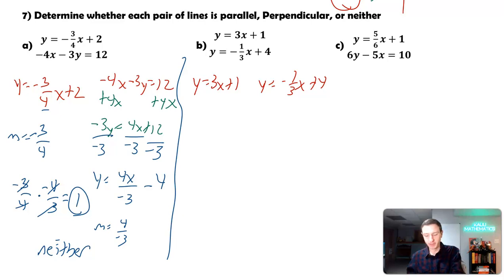Now let's check for perpendicular. So I want to take the slope, so 3 times -1/3. 3 over 3 cancels, leaving me with just -1. That's what we want, for them to be perpendicular. The products equal -1, so in this case, that is perpendicular.